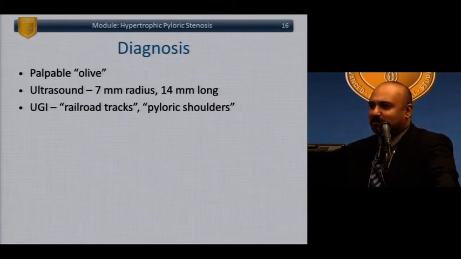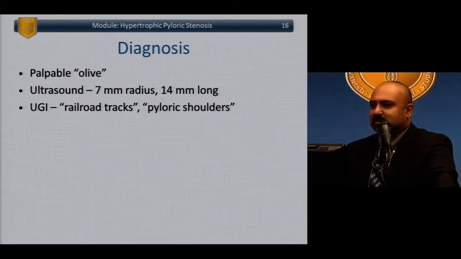What you're looking for in the muscle: if you look at the entire diameter of the muscle, it's about 7 millimeters. So each side of that should be about 3.5 to 4 millimeters. And the channel length of the pylorus should be at least 14 millimeters. If they match any of those criteria, then it can be called pyloric stenosis.